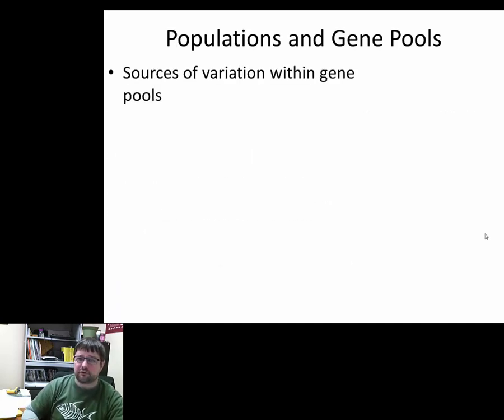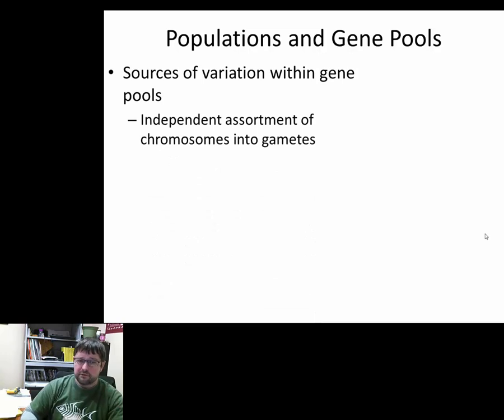So there are some sources of variation within a population. Some of these you're probably very familiar with because you learned about them in general biology. And so I'm going to go through a bunch of ways in which the variation in gene pools can increase or decrease and change over time. First is independent assortment.